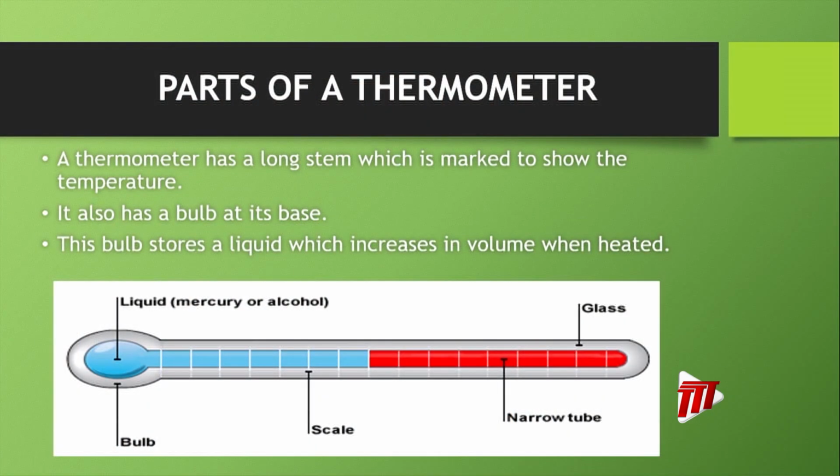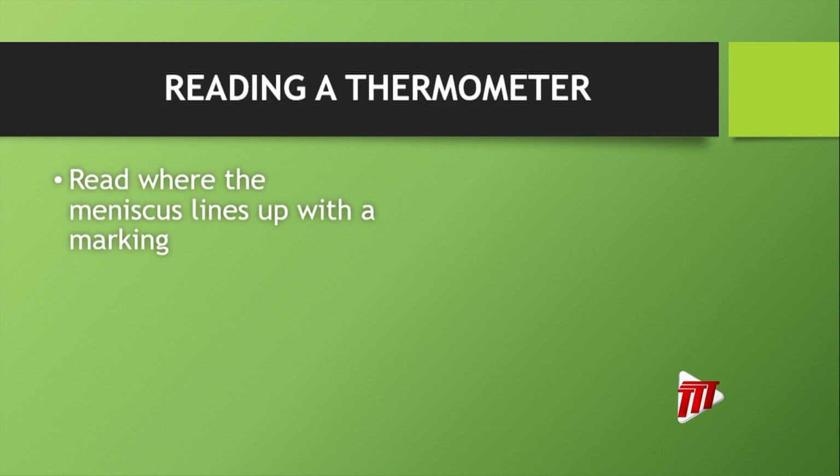So we have the material here typically being made out of glass. So it's very fragile and you have to be very careful when handling it. It's also used because glass conducts heat easily. So it'd be able to give you a quick, good reading, and that's what we want when we are taking measurements. So in reading a thermometer, we look at where the meniscus lines up with the mark.